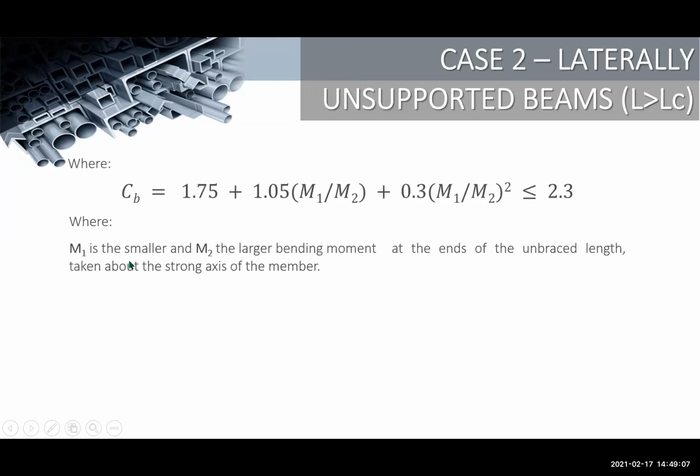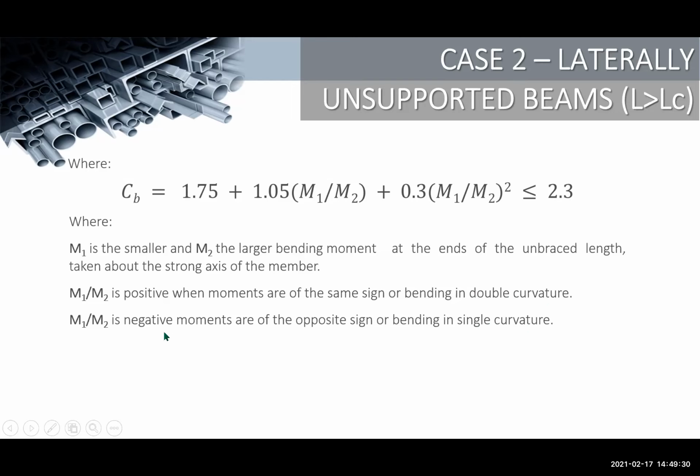Now, yung M1, kapag nagbigay ng moment sa beam, yung M1 is the smaller, M2 is the larger. So, kahit saan sila nakalagay, yung smaller value ng moment should be the numerator. Yung larger is the denominator. So, M1 over M2 is positive when the moments are of the same sign or bending in a double curvature. M1 over M2 is negative kapag opposite naman yung sign and bending in a single curvature.